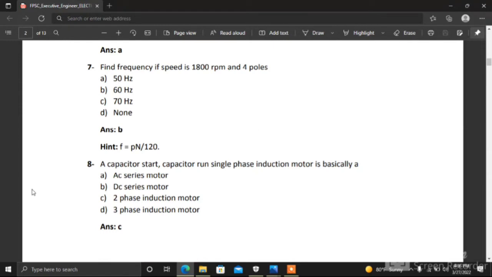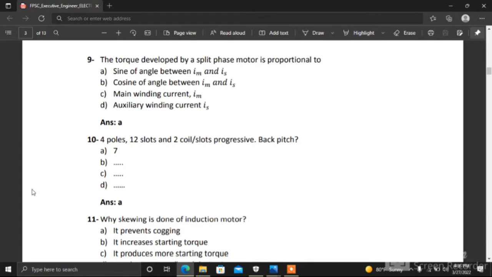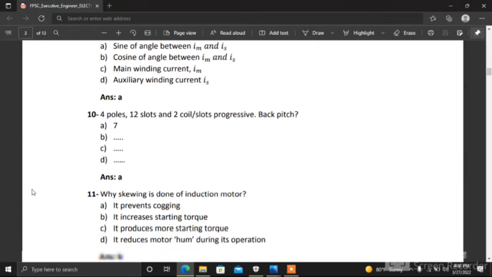A capacitor start, capacitor run single phase induction motor is basically a two phase induction motor because it gives phase shift. Correct option is C. The torque developed by a split phase induction motor is proportional to the sine of the angle between Im and Is. Im is main winding current and Is is starter winding current. Correct option is A. For 4 poles, 12 slots and 2 coils per slot, the progressive back pitch is, correct option is A. You can see the formula of back pitch from Google.